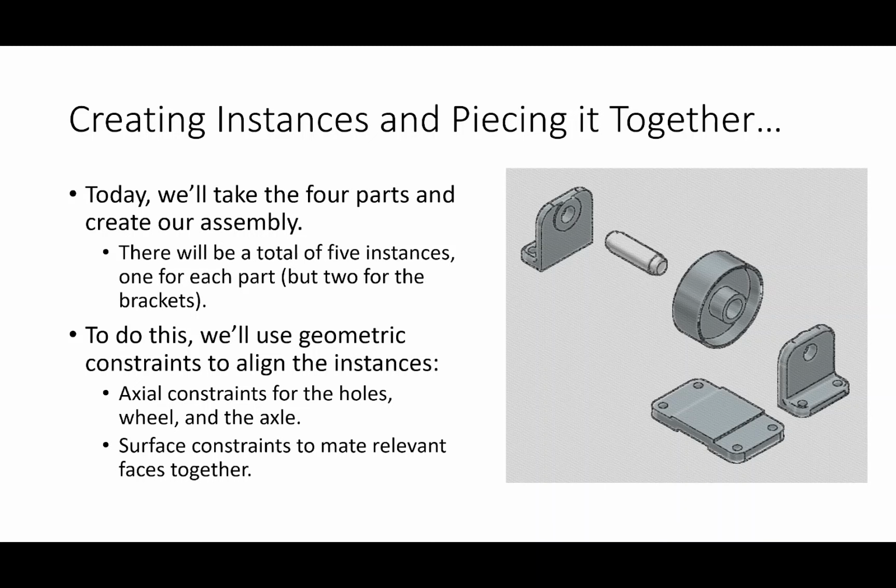Okay. So what we'll do is we'll create 5 instances, 1 of each part with 2 of those angle brackets, and then we're basically going to use our old friend, the constraint, to put those parts where we need them to go. The constraints are going to be a little different than what we've done so far. What we're going to use are what are called axial constraints. So axial constraints are going to be used to ensure that the holes align, that the hole on the bracket aligns with the hole on the base plate. Then we're going to do surface constraints to ensure that the surfaces mate together.